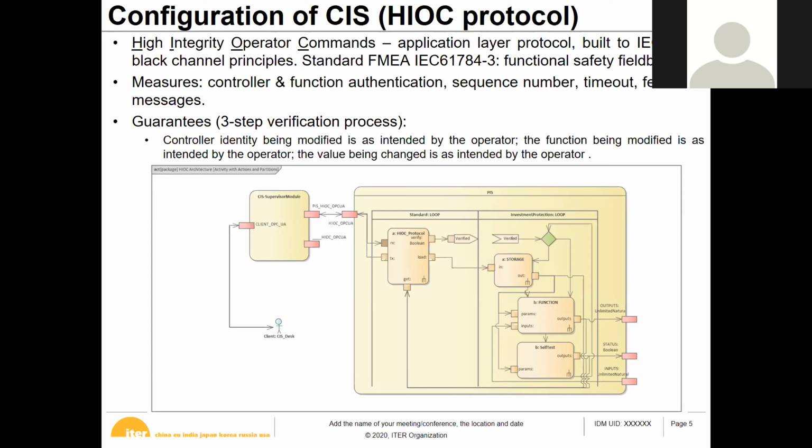Parameters are loaded in a staging area until the 3-step verification process is complete, and then they're moved into the critical path of the plant.